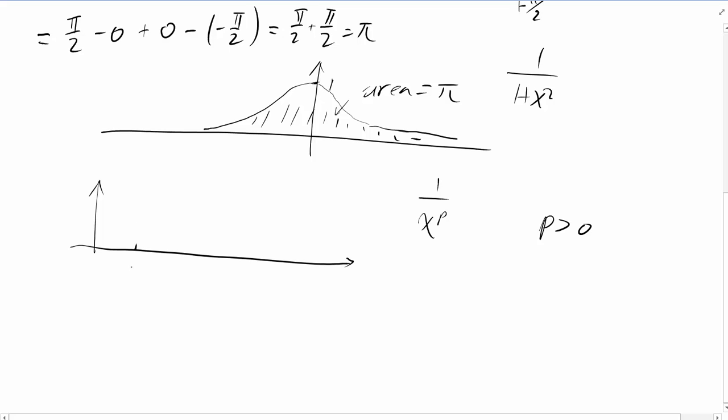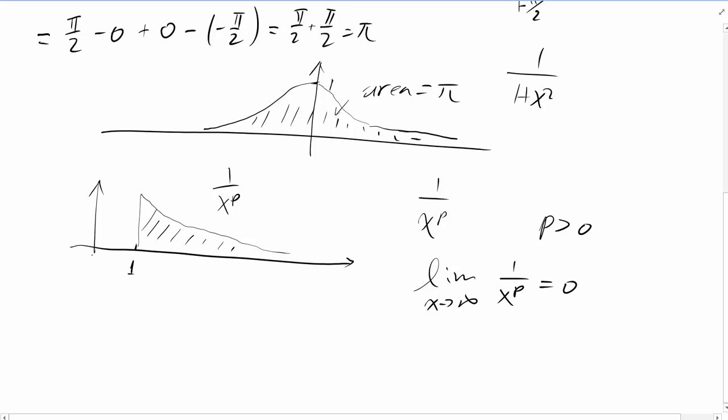So look at this function, from 1 to infinity, it looks like this: 1 over x to the power p. If p is greater than 0, we know the following: as x goes to infinity, 1 over x to the power p goes to 0, and it's decreasing. So we are looking at this area. You may wonder why we don't look at the area between 0 and positive infinity, because then we have trouble, since when x is small, this function is large. That's a different kind of improper integral we will discuss in the third segment of the lecture.